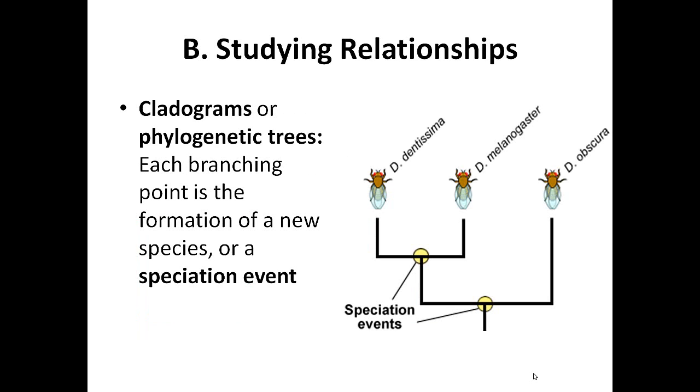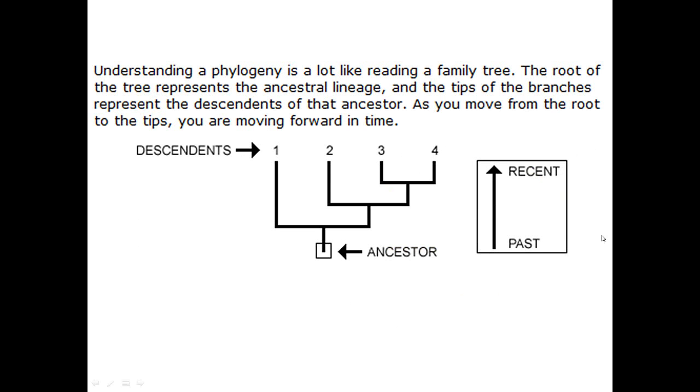When we're studying how evolution occurs, we plot the information on what's called a cladogram, or a phylogenetic tree, like you see off to the right. Each branch shows that there is a common ancestor that underwent speciation, and each branch from there is a new species. You have these pictures, so just follow along in your notes. It's a lot like reading a family tree.